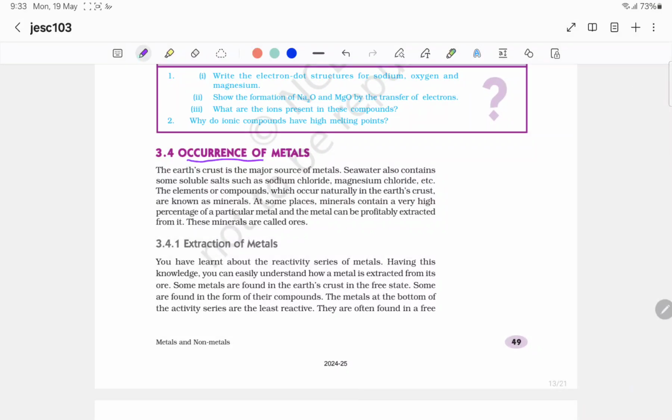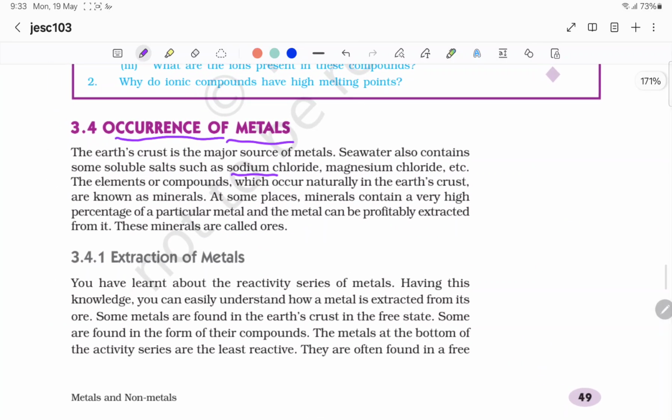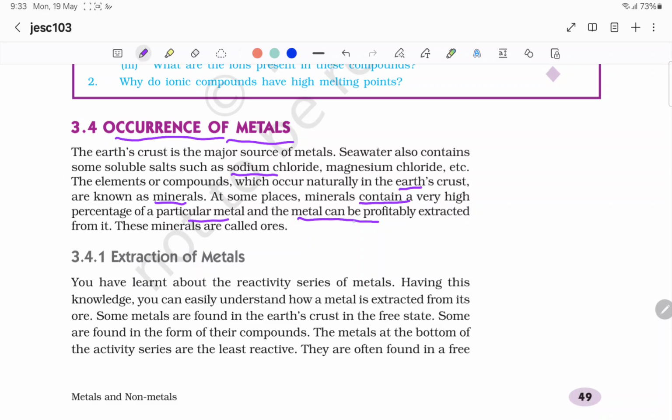Occurrence of metals. The Earth's crust is the major source of metals. Seawater contains some soluble salts such as sodium chloride, magnesium chloride. The elements or compounds which occur naturally in the Earth's crust are known as minerals. At some places, minerals contain a very high percentage of a particular metal, and the metal can be profitably extracted from it. These minerals are called ores.